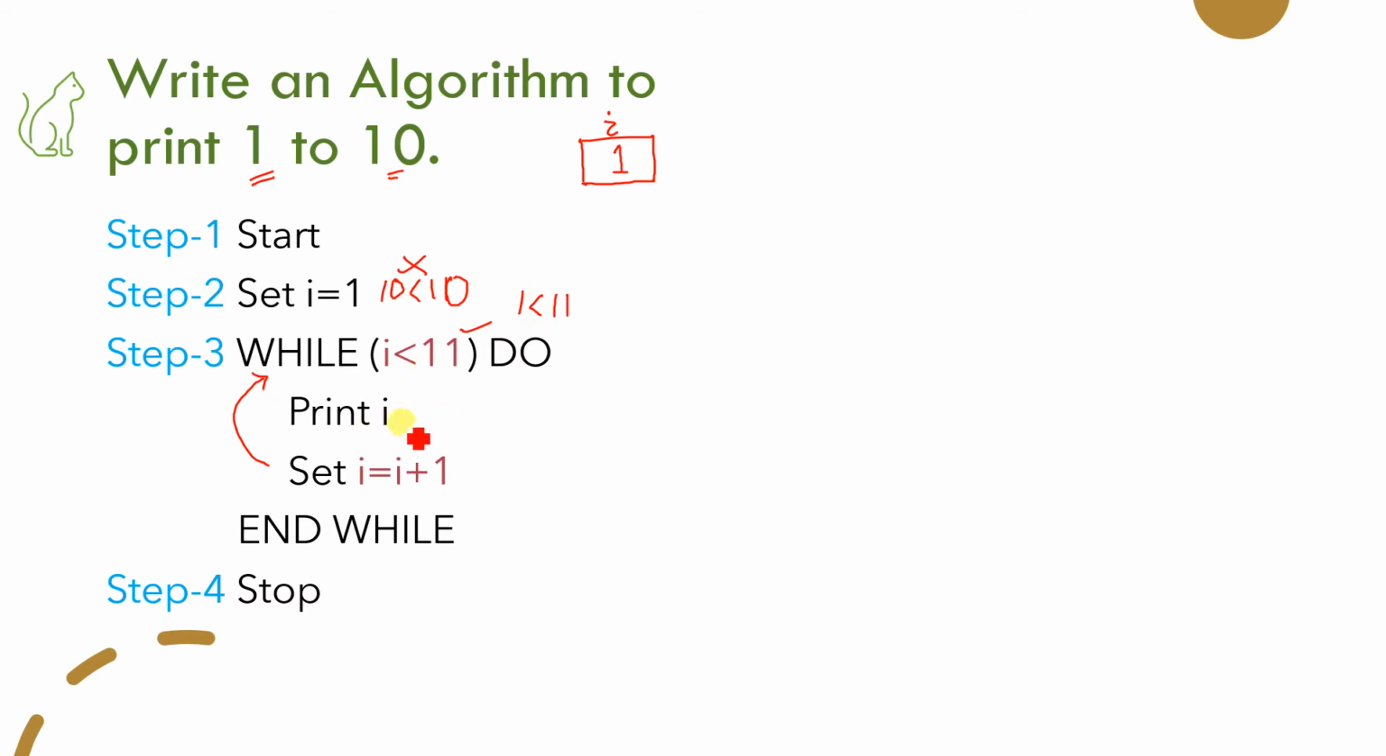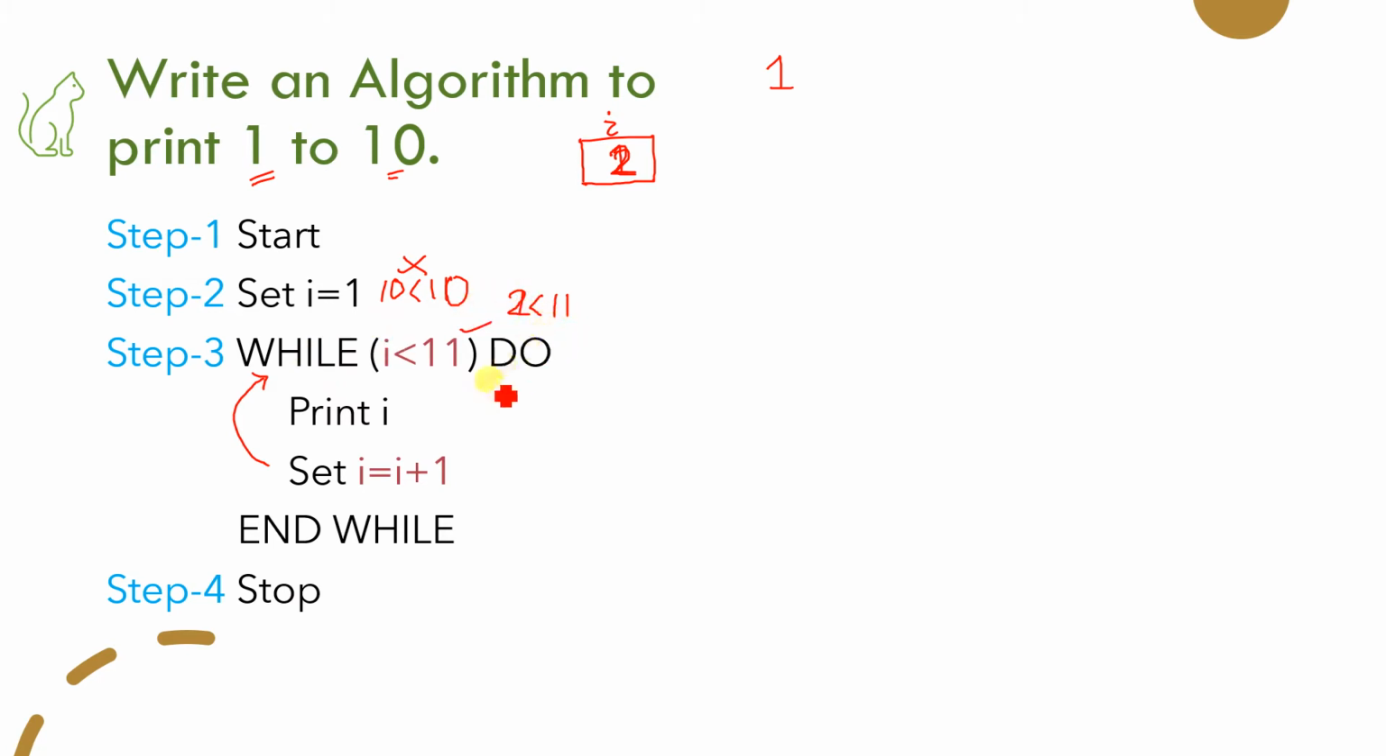So if it is true, then I have to print the value of I. So what is the value of I? Currently the value of I is 1. So I have to print 1. Then it goes to execute this line, that is I is equal to I plus 1. So the box content, which is 1, is getting changed to 2. Then the control comes here. One iteration completed.